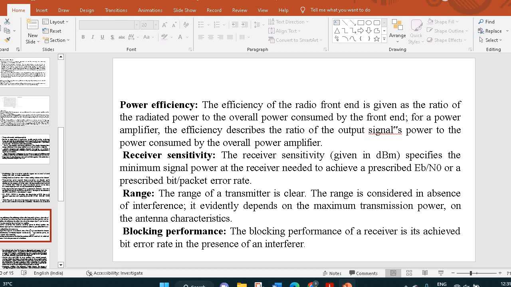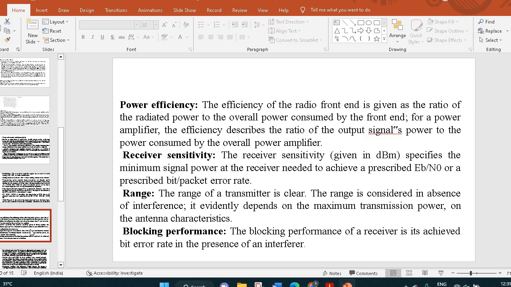Receiver sensitivity. The receiver sensitivity specifies the minimum signal power at the receiver needed to achieve a prescribed Eb/N0 or a prescribed bit or packet error rate. Range. The range of a transmitter is considered in absence of interference. It evidently depends on the maximum transmission power and on the antenna characteristics.